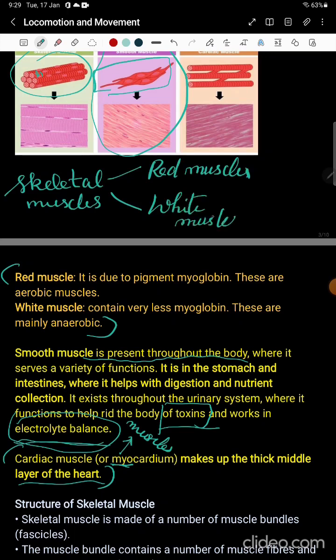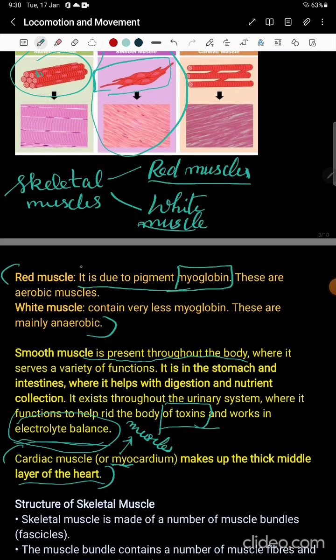This type of differentiation is found only in the skeletal muscles. The skeletal muscle, or voluntary muscle, has been differentiated into red muscle and white muscle. What is the red muscle? It is due to the pigment myoglobin.